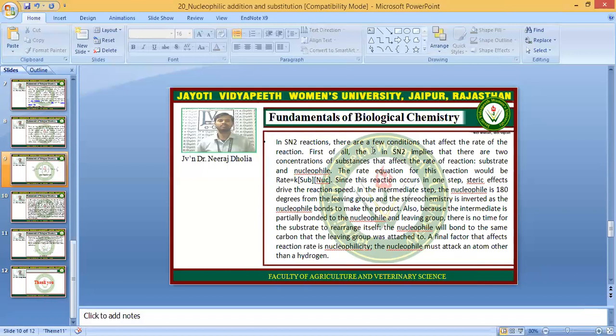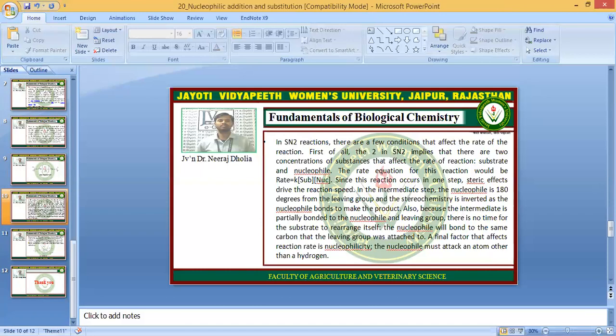In SN2 reactions, there are a few conditions that affect the rate of reaction. First of all, the 2 in SN2 implies that two concentrations affect the rate of reaction, substrate and nucleophile. So the rate equation would be rate equals k times the concentration of substrate times the concentration of the nucleophile. Since this reaction occurs in one step, steric effect drives the reaction speed. And in the intermediate state, the nucleophile is 180 degrees from the leaving group, and the stereochemistry is inverted as the nucleophile bonds to make the product.